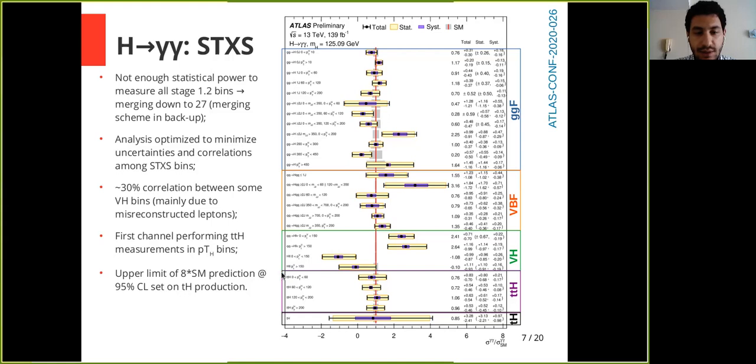But this is the first channel that is able to perform differential measurements in ttH. And we managed to set an upper limit on tH production, which corresponds to the most precise measurement so far.